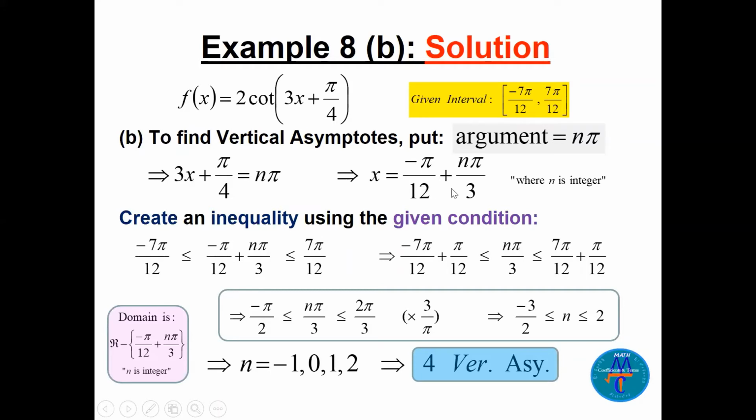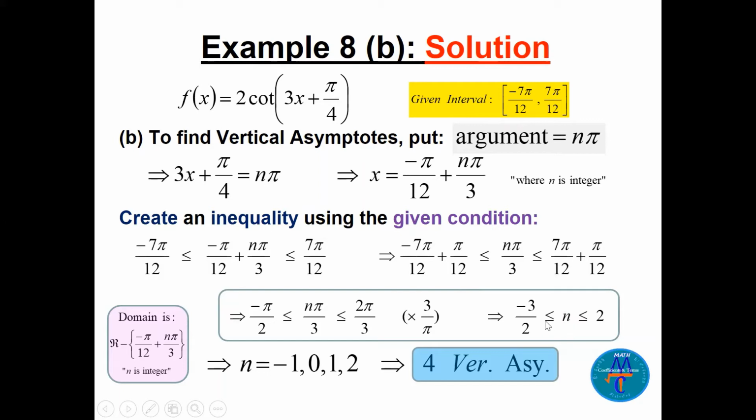So x will be minus pi over 12 plus n pi over 3. Now, what do we do? We take the interval given here, minus 7 pi over 12 to 7 pi over 12, and we create an inequality. We take the equation of the vertical asymptotes, minus pi over 12 plus n pi over 3, between minus 7 pi over 12 and 7 pi over 12, closed. Sometimes they are open, sometimes one closed, one open. Now we add pi over 12 on each side, and then we multiply by 3 over pi to find n. You can do it easily, please.